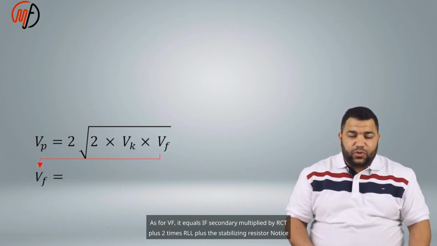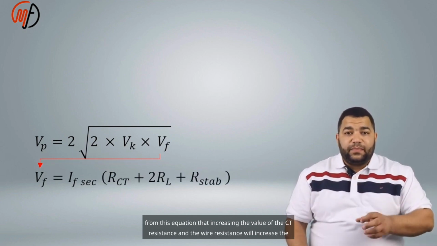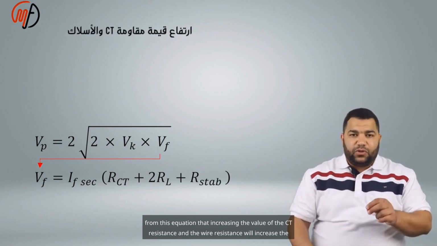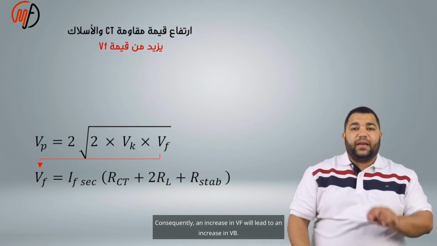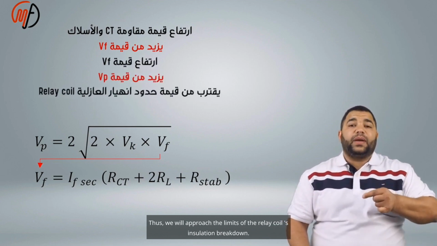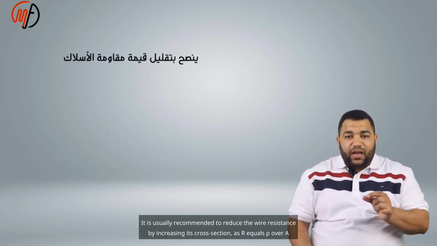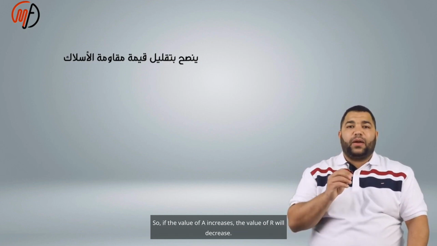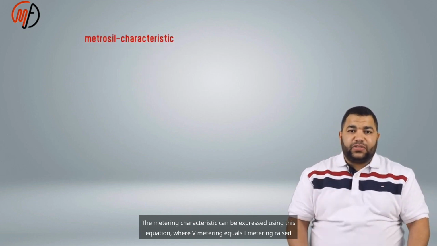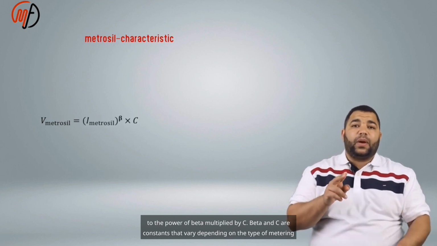As for Vf, it equals If secondary multiplied by (RCT plus 2 times RLL plus the stabilizing resistor). Notice from this equation that increasing the value of the CT resistance and the wire resistance will increase the value of Vf. Consequently, an increase in Vf will lead to an increase in V peak. Thus, we will approach the limits of the relay coil's insulation breakdown. It is usually recommended to reduce the wire resistance by increasing its cross-section, as R equals rho L over A. So, if the value of A increases, the value of R will decrease. The metering characteristic can be expressed using this equation, where V metering equals I metering raised to the power of beta, multiplied by C.